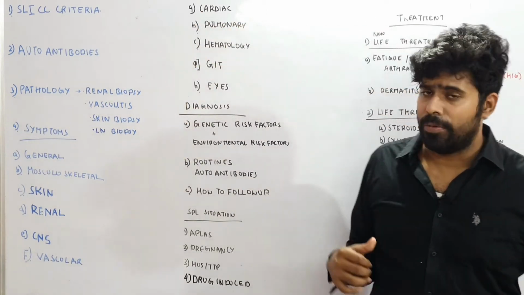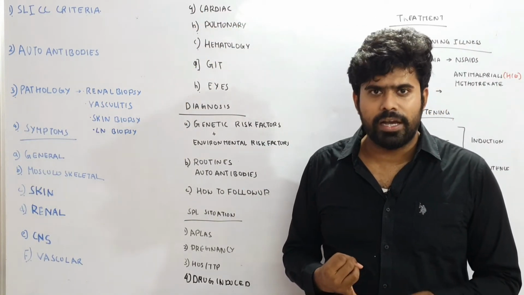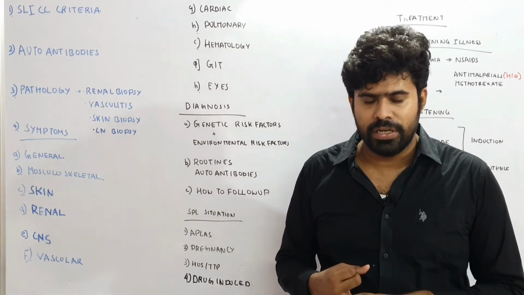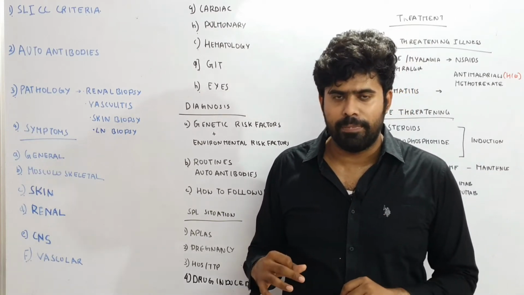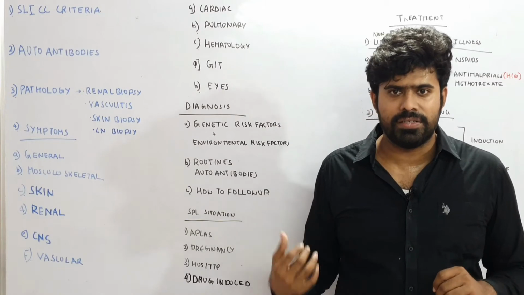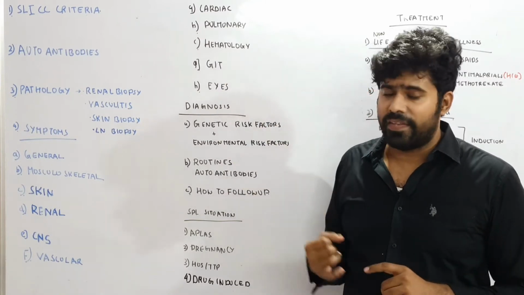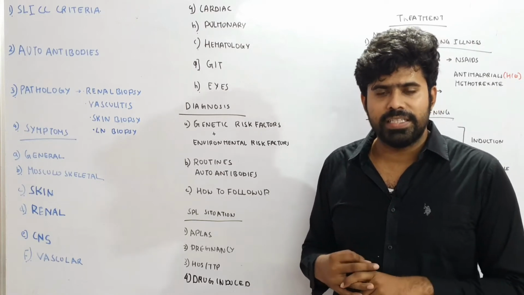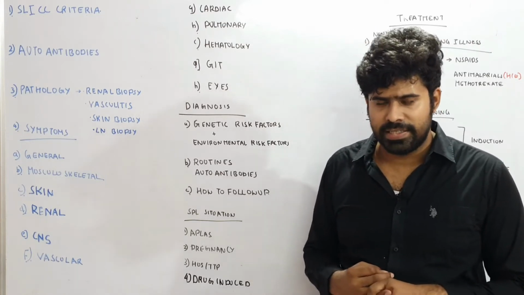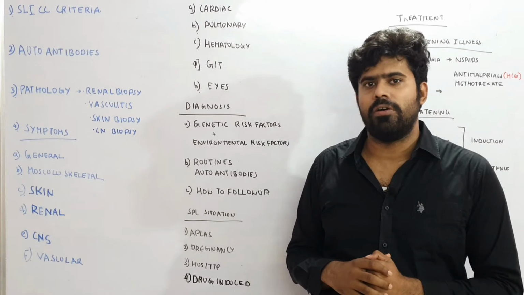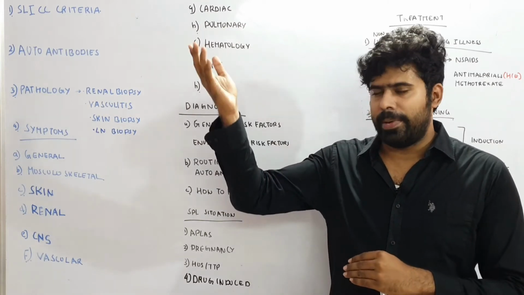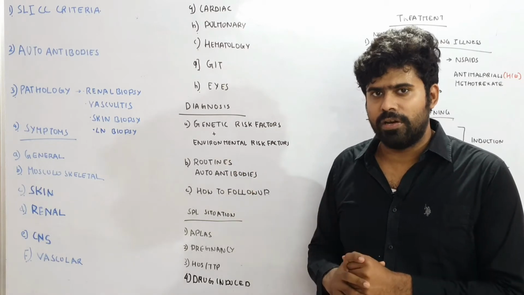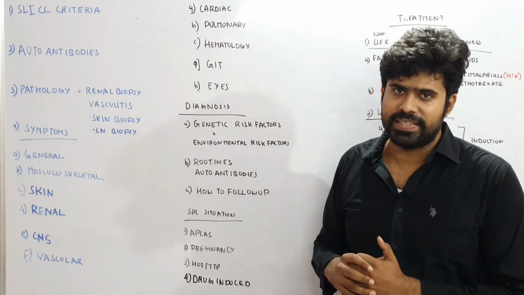Now, what are the cardiac complications? The most common cardiac complication will be pericarditis with pericardial effusion. This rarely goes to pericardial tamponade, but it can be managed with steroids or NSAIDs. Then the other complications would be myocarditis and endocarditis. Endocarditis in the form of Libman-Sacks endocarditis. The unique finding of this Libman-Sacks endocarditis is that it can involve both the upper and lower sides of the leaflets. That is the unique finding of Libman-Sacks endocarditis.